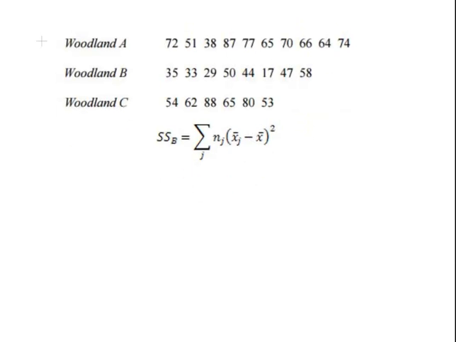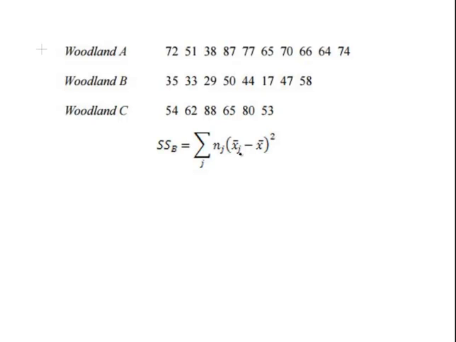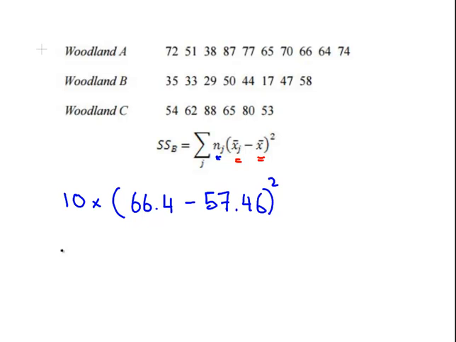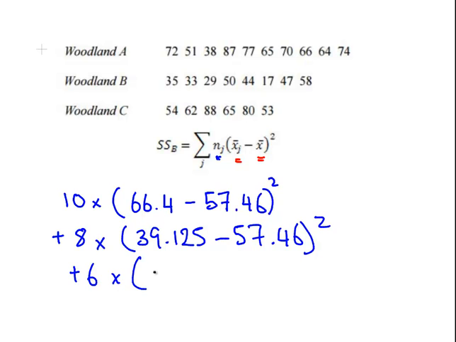Now the next one, the between group sums of squares. What we're going to do in this instance is subtract the overall mean from the group mean, square it, and then multiply that by the size of each group. So this is actually a rather quick exercise. This is equal to 10 times, what's the mean of group 1? 66.4 minus 57.46 squared, plus 8 times 39.125 minus 57.46 squared, plus 6 times 67 minus 57.46 squared.